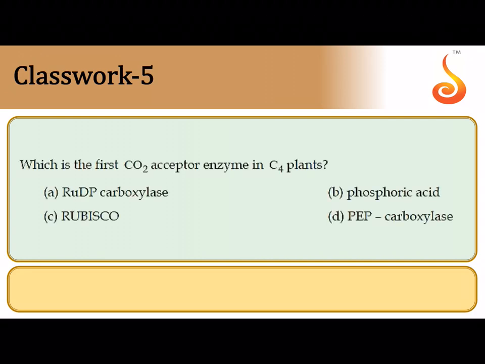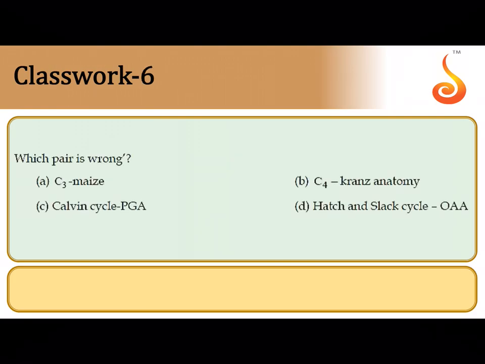Which is the first carbon dioxide acceptor enzyme, they're asking. So which is the enzyme that catalyzes assimilation or acceptance of carbon dioxide by phosphoenol pyruvate? It is the PEPcase enzyme, that is phosphoenol pyruvate carboxylase. Just like in C3 plants there is the rubisco enzyme, in C4 plants, in the C4 pathway, the very first step, which is the carboxylation of phosphoenol pyruvate, we need an enzyme called phosphoenol pyruvate carboxylase.